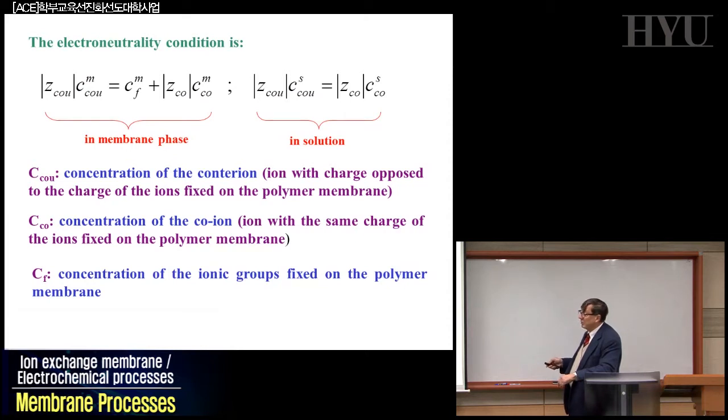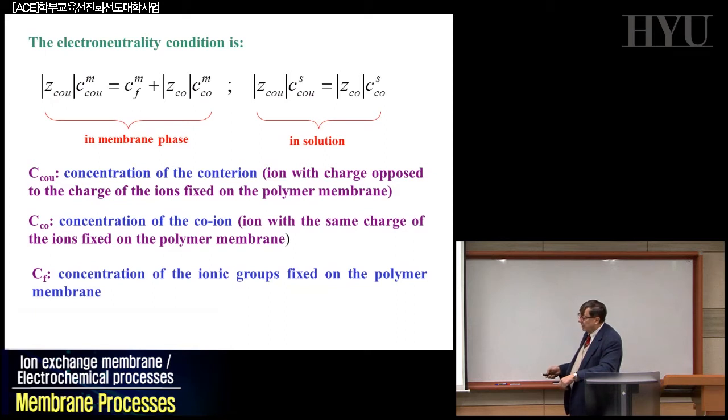And the two relationships have to be valid. What is written here is the concentration of the counter-ion, that means the ion with charge opposite to the fixed charge of the polymer forming your membranes. The co-ion concentration is that of the ion with the same charge as the fixed ions, not the mobile ones, but the ones fixed in the matrix of the polymeric membrane.